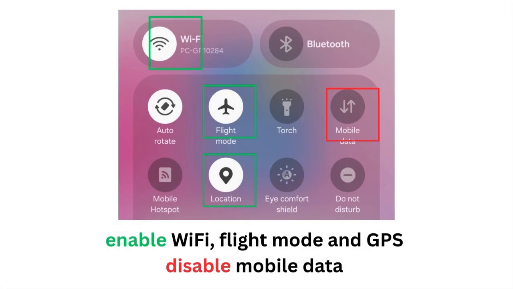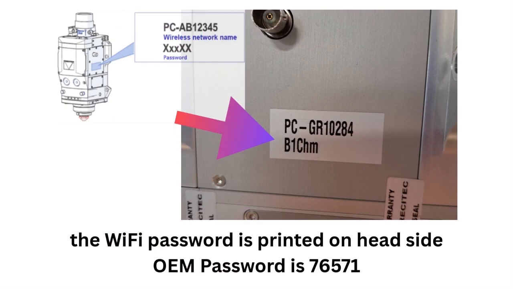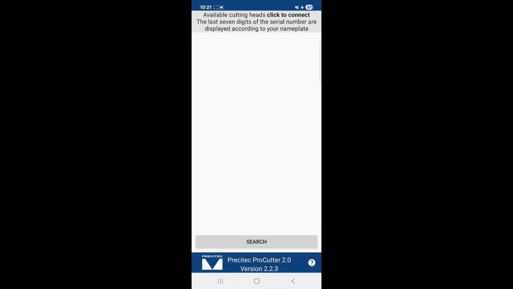Therefore, turn on your phone's Wi-Fi, flight mode and location services, but turn off mobile data to connect. Find the cutter's serial number in the app, click to connect, and enter the 5-digit password, case sensitive, found on the cutter's label.